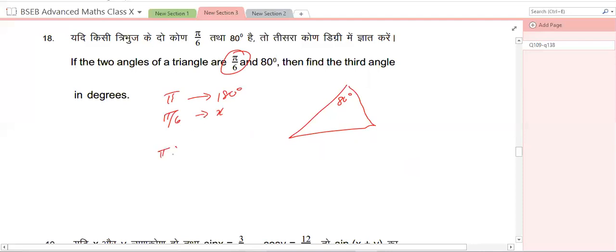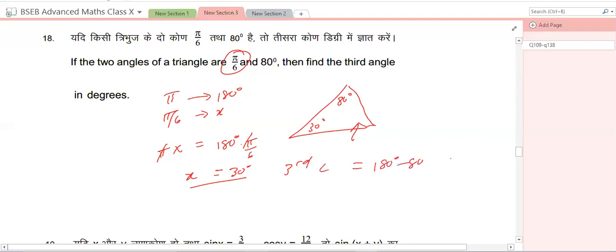So pi x is equal to 180 times pi over 6. X is equal to, the pi and the pi cancel out, 180 divided by 6 is 30 degrees. So we've got x as 30 degrees. So the third angle of the triangle is equal to 180 minus 80 minus 30 degrees. Reason: angles of a triangle. So we've got 100 minus 30 degrees, which is equal to 70 degrees.